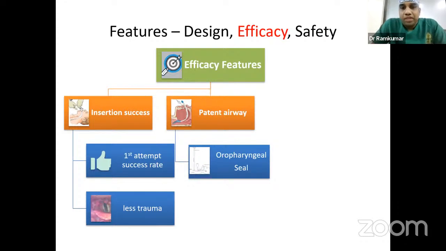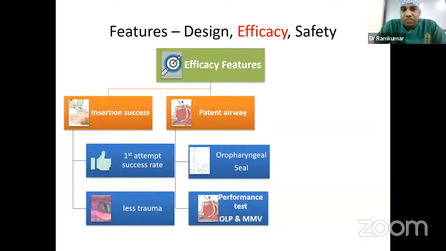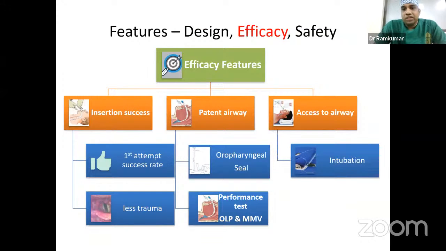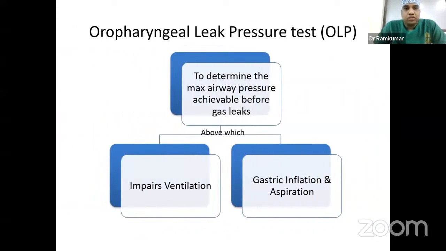The important parameter is to assess the oropharyngeal seal, that is, you assess the oropharyngeal leak pressure. That is done by a few performance tests, which I'm going to show you later in the subsequent slides. It's the oropharyngeal leak pressure or a minute ventilation test. Another is how you can access the airway, that is, the chance of intubation through a device. All these help to assess the efficacy of a particular supraglottic device.